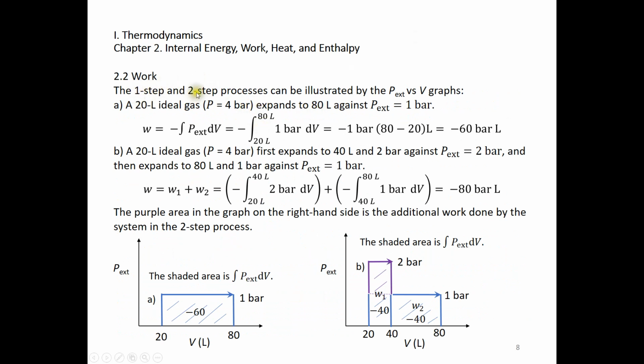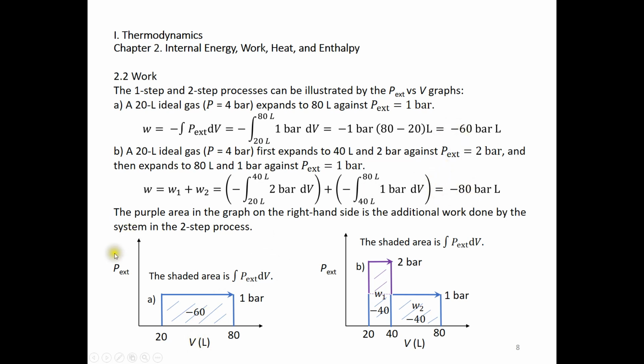Again, we examined 2 different processes of the expansion of ideal gas: a 1-step process versus a 2-step process. In the 1-step process, we get negative 60. In the 2-step process, we get negative 40 plus negative 40. Now let's use a graph to visualize these 2 different processes.